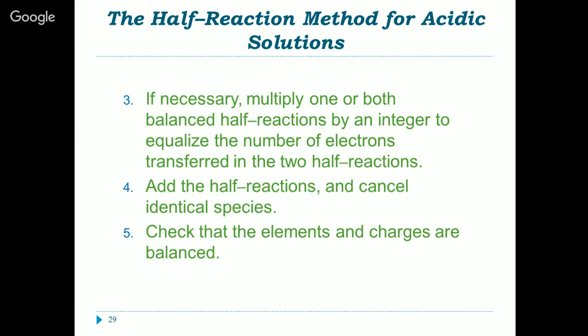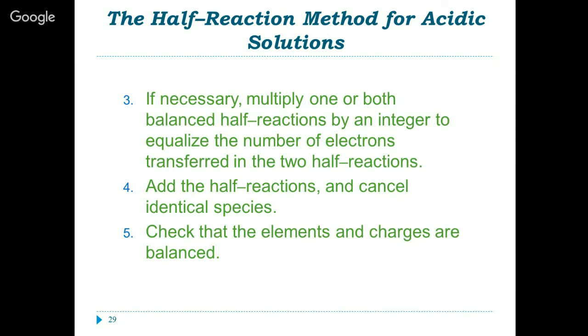ACE method, ACE. The E stands for electrons. Once I have my electrons added in, I have to make sure that they're equal to each other so that they can then be canceled out. For example, if I have 2 electrons on the reactant side and 4 electrons on the product side, I would have to multiply my 2 electrons on the reactant side by 2. And as I do that, I would have to multiply everything else in that equation by 2.